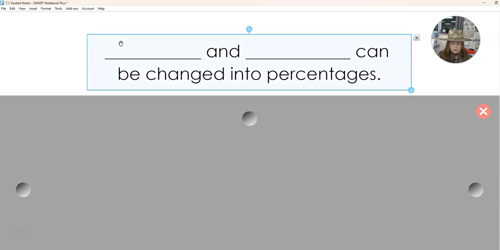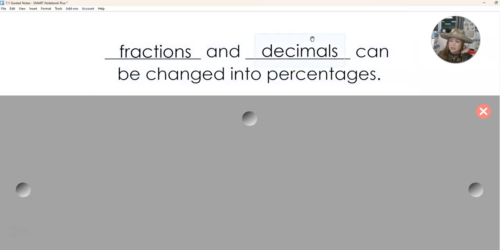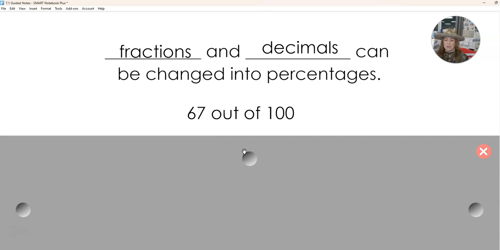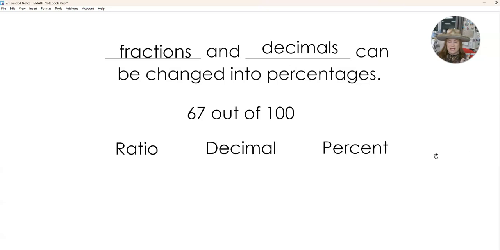So now we can also change fractions, which are ratios, and we can change decimals into percentages. They're all the same, and we can change one from any of the others. So we're going to try one out here. We have 67 out of 100. So we're going to write that as a ratio, a decimal, and a percent. A ratio is a fraction. So we have 67, and that's out of 100. So there's our ratio. Pretty easy. Just take the numbers, write them as a fraction.